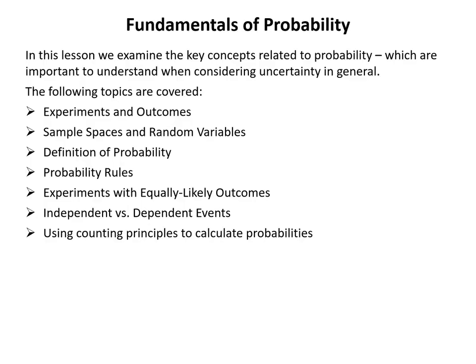In this lesson, we'll take a look at the key concepts related to probability, which are important when it comes to looking at uncertainty in general. We'll look at the following topics: experiments and outcomes, sample spaces and random variables, definition of probability, general rules for probability, experiments with equally likely outcomes, independent versus dependent events, and we'll take a look at how to use the counting principles that we looked at previously in this module and apply them towards calculating probabilities.